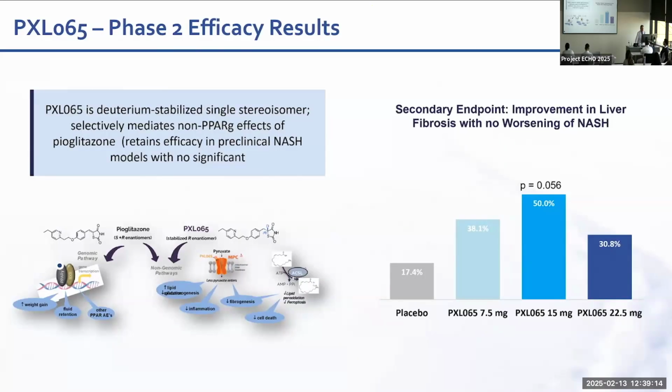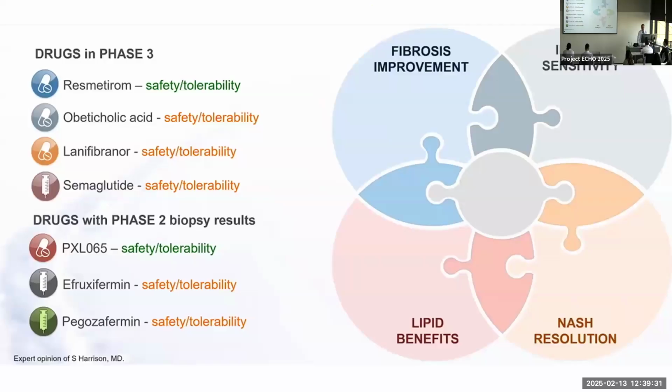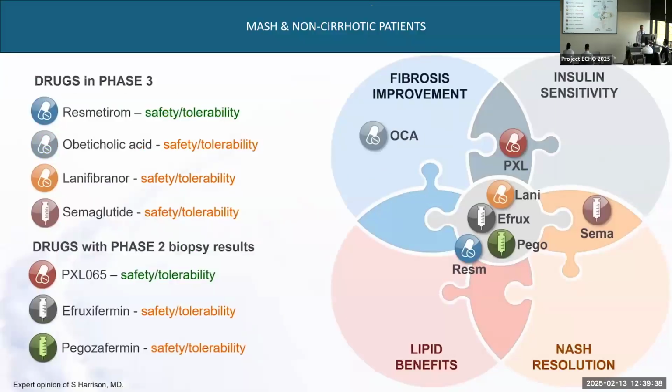This is an interesting one. If you get the pioglitazone and get its stereoisomer, then you have PXL065, and that is also very helpful. So if you turn to the targets and look at which drug is affecting which part, you can see here. These are the current candidates on the very top of this mountain I showed.